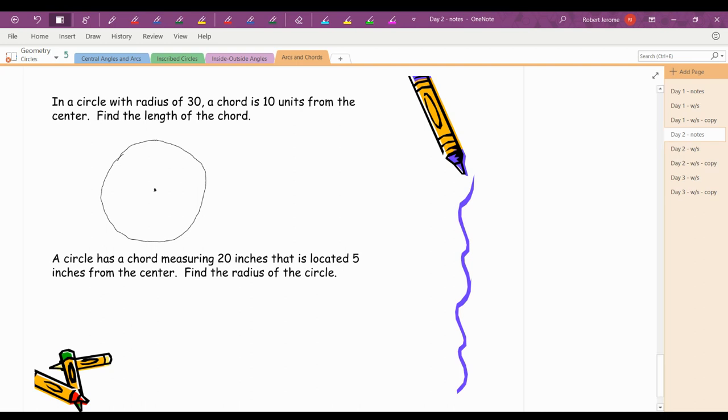So the first thing I'm going to draw, for me, a chord. I'm sorry. Hold on, back up. Yes, I'm sorry. The chord is 10 units from the center. So I have a chord from the center is 10. Now remember, that's automatically perpendicular. Now I'm going to draw the radius because I want the radius to close the circle. So I'm going to save that for last.